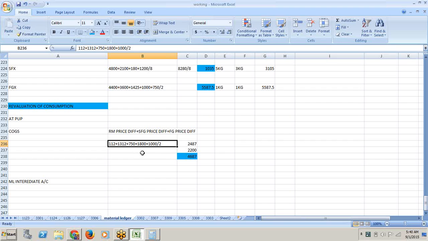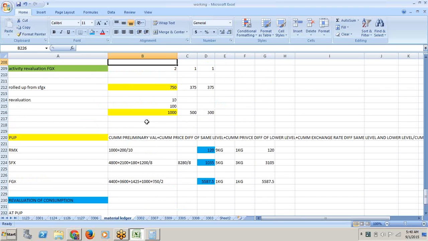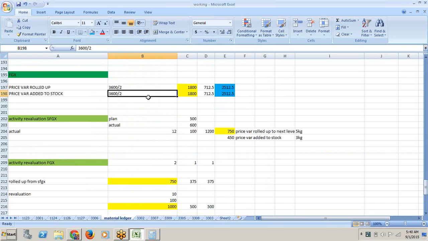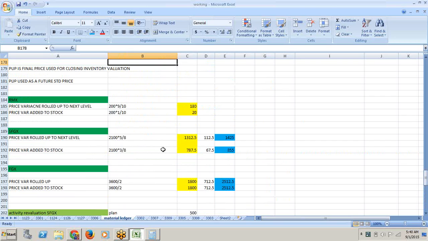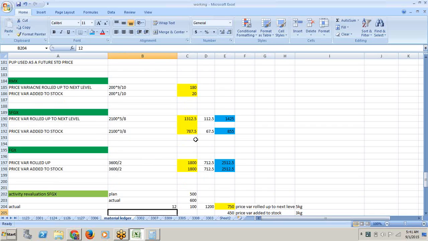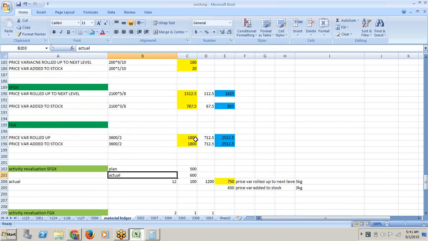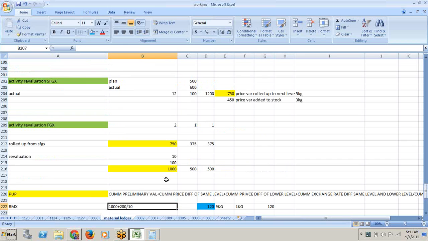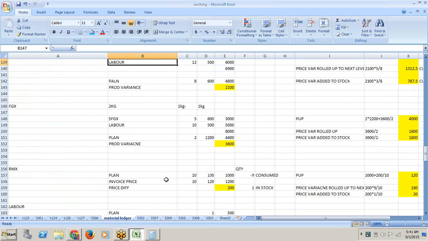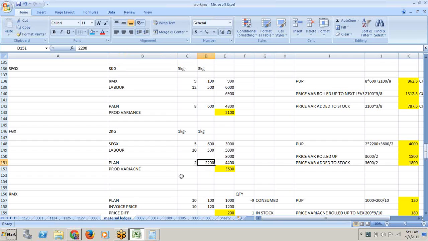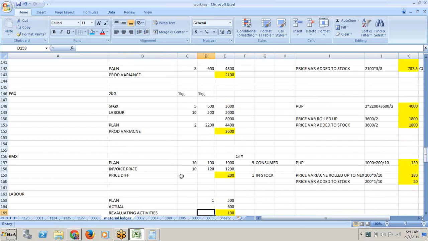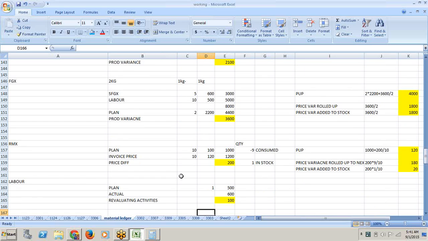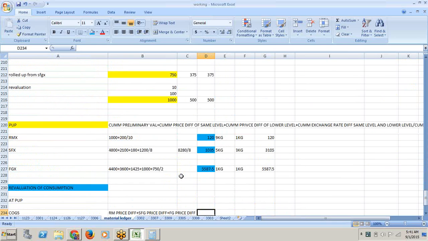Preliminary valuation at SFG level, sorry, SFG level I have not added, I think. Preliminary valuation at FG level I have added. I have not added preliminary valuation. This is only the price variance. Price variance, price variance, price variance. Preliminary valuation at FG level. Okay, this 2200 I have not added. Instead of 2200, I added 1800. From where did I take 1800?